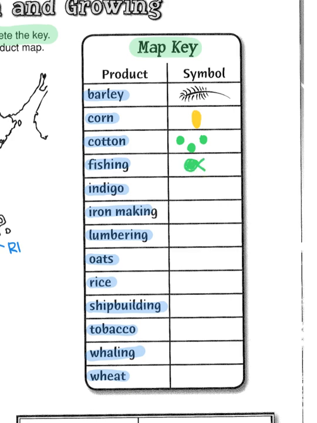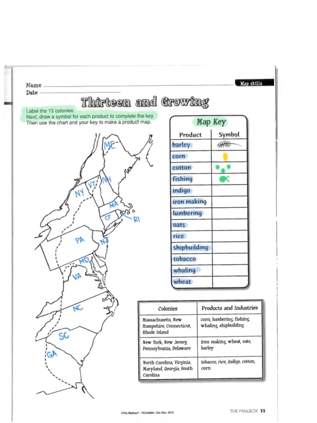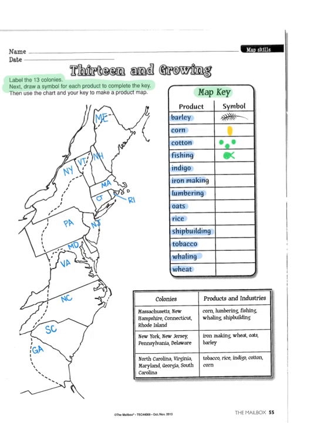Now, you guys can choose whichever symbols you want for this mapping key. Once you've finished labeling the symbols, and the 13 colonies, you're done for today.